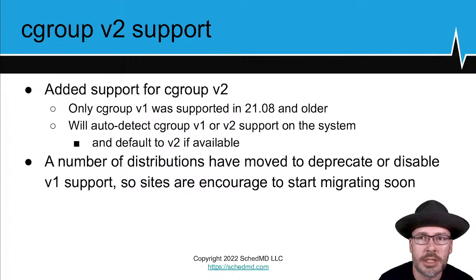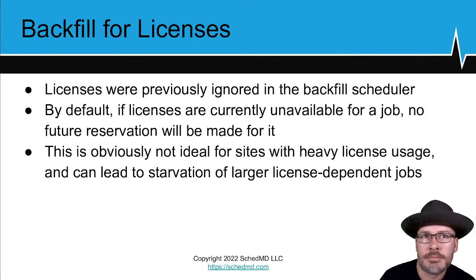With this new v2 plugin, if it's been built and compiled in, it will auto-detect and try to determine if the cgroup subsystem on your machine is mounted as a v1 or v2, and it will default to running in v2 mode if it's available on your machine.